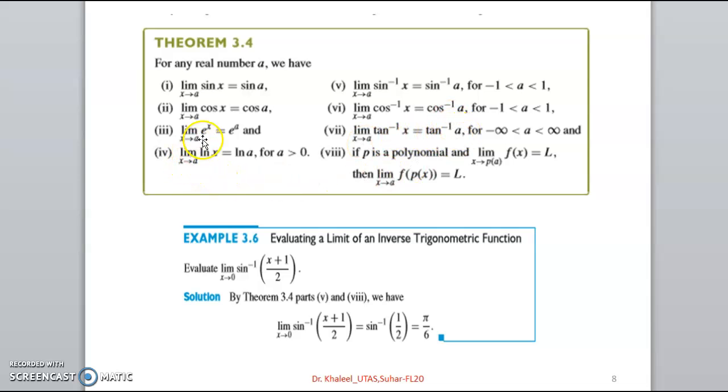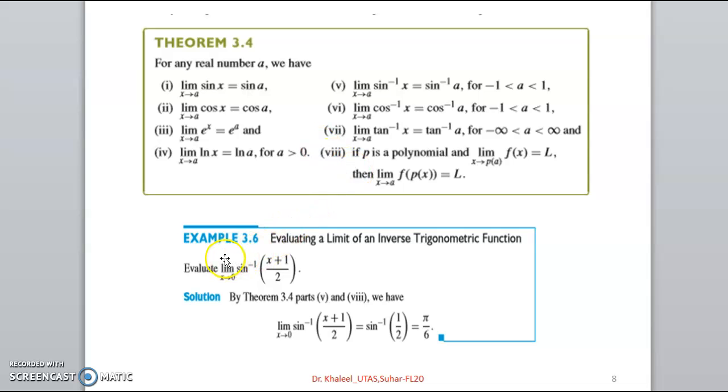And the limit of the exponential function, I put x equal to a, e raised to x becomes e raised to a. And the limit of the natural logarithmic function ln x, I just put x equal to a, so ln a. Remember here, this a should not be negative, it is always positive. So this 8th is not required here.